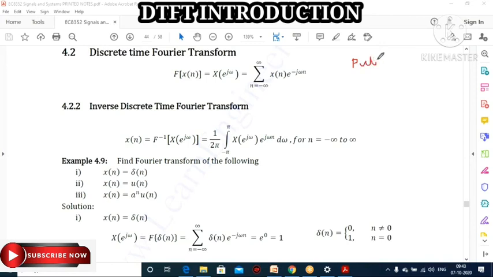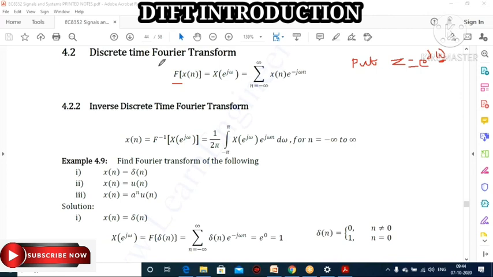So the relationship between the Z transform and the DTFT is just to put z equal to e to the power of j omega. Here this omega is the small omega, which represents the discrete omega, digital frequency. Put z equal to e power j omega, and you can get the DTFT. See, the DTFT of x of n is the Fourier transform of a discrete time signal. It means DTFT is the Fourier transform of a discrete time signal.